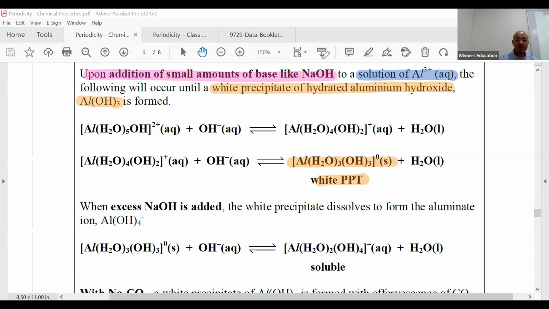Slow and steady. Once again, if I add a small amount of sodium hydroxide to aluminum chloride solution, AlCl3 solution. The question will tell you this one, are you with me? They always give you a compound, a salt, right? So you add a bit of sodium hydroxide to it. What do you see?